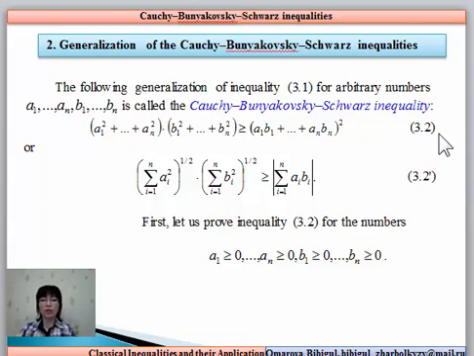And we rewrite this inequality by using the sum symbol. We obtain the following inequality in the form 3.2 prime. Firstly, let's prove the inequality 3.2 for the non-negative numbers a and b.